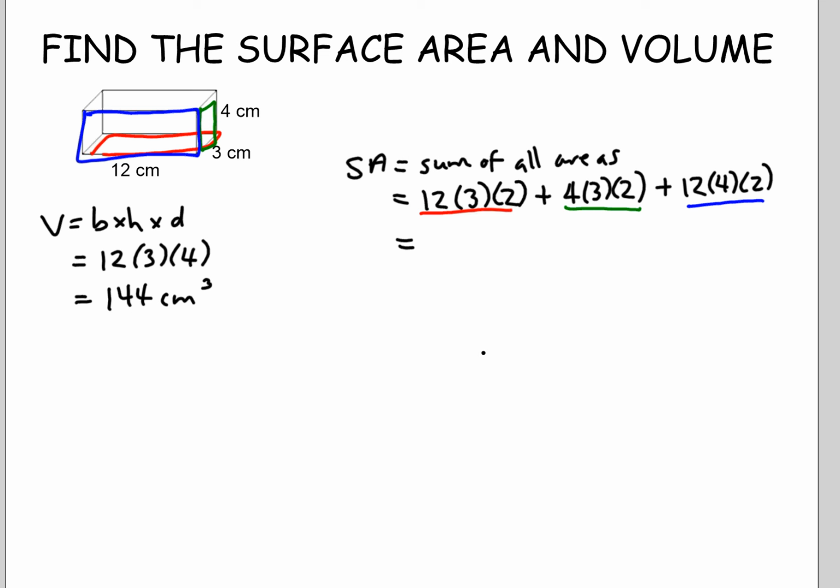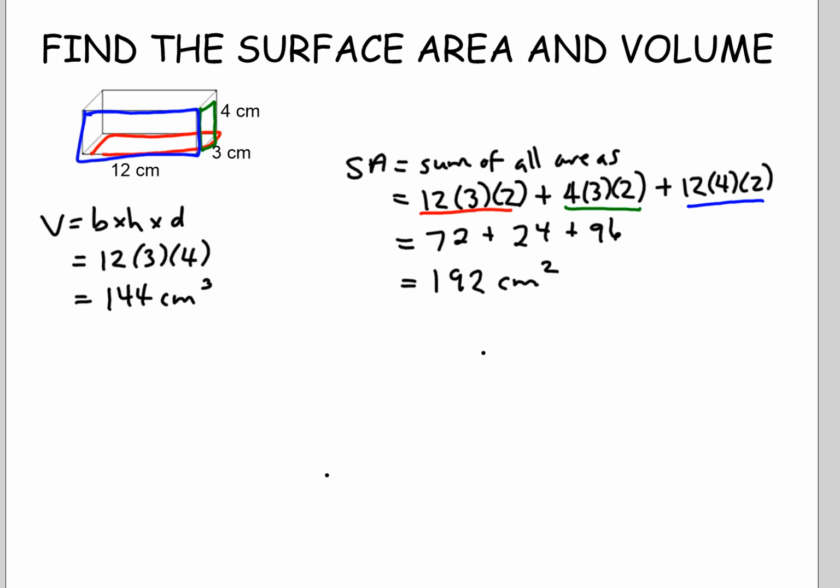So the area of this one will be 72, this one will be 24, and this one will be, I think, 96, I'm just double checking, yep. And then all you're going to do is add those together. So 96 plus 24 plus 72, you're going to get 192, and surface area is centimeters squared.